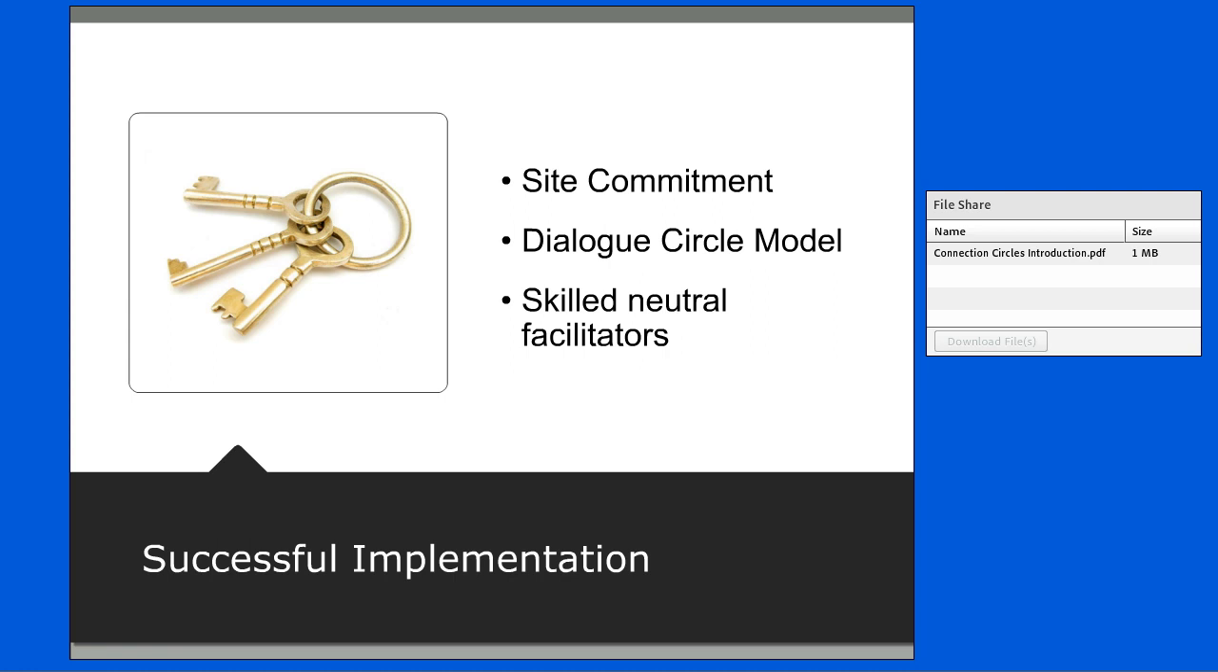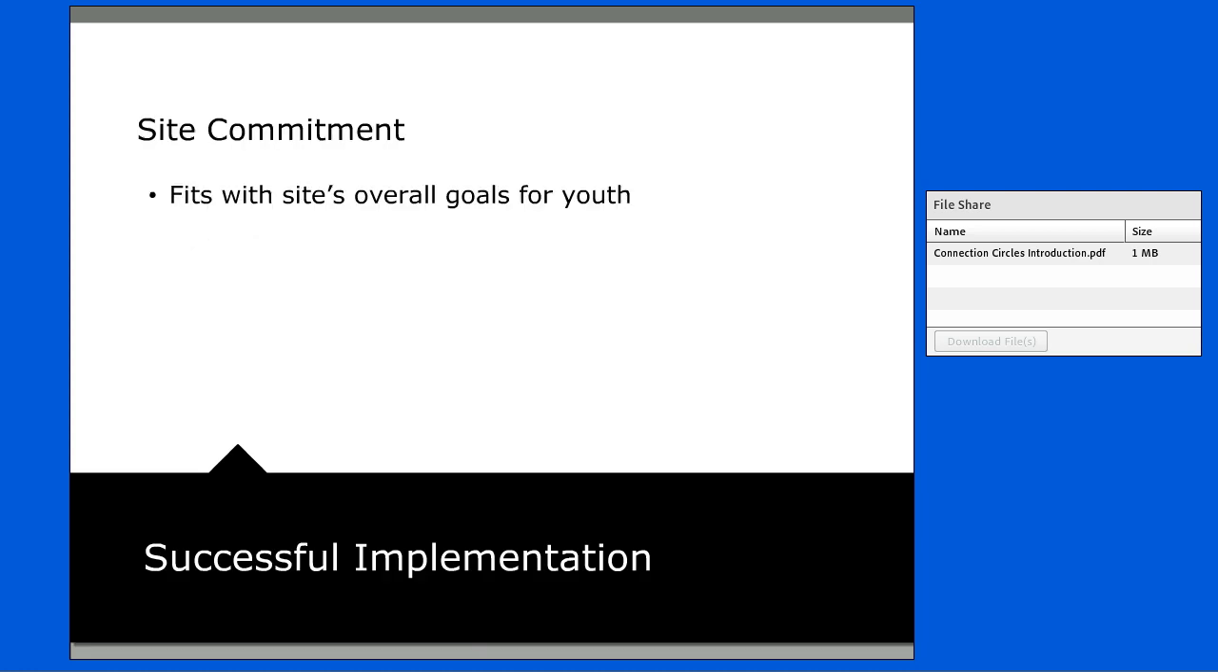Now, we've already covered those second 2, dialogue circle and neutral facilitators, but let's take a little bit closer look at site commitment. In order for a site to be able to enact a Connection Circles program over the long run, they need to be sure that the program fits with their overall goals for youth in terms of learning, communication, and conflict resolution skills. They need to make sure that the Circles program is integrated into the larger program, that it doesn't just stick out there like something that doesn't fit in with everything else that's being done at the program.